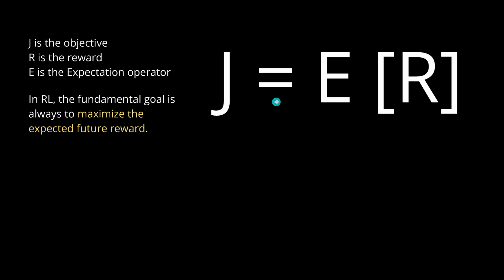So what we have is a basic equation. J, our cost function if you come from control systems, or our objective function if you go for optimization here in computer science, is simply an expectation operator that operates on a particular set of reward functions. That's it. Objective, reward, expectation operator. Now, what is our goal in reinforcement learning? Maximize the expected future cumulative reward. That's it.